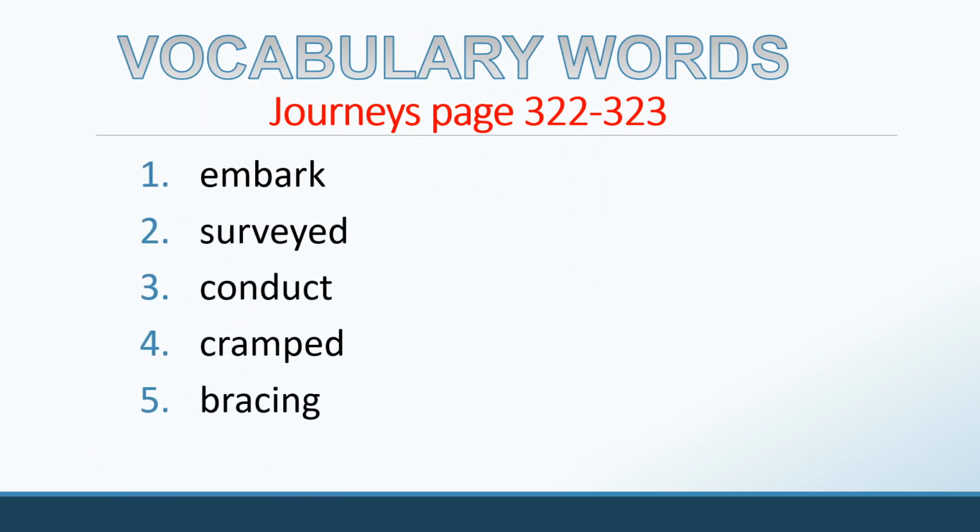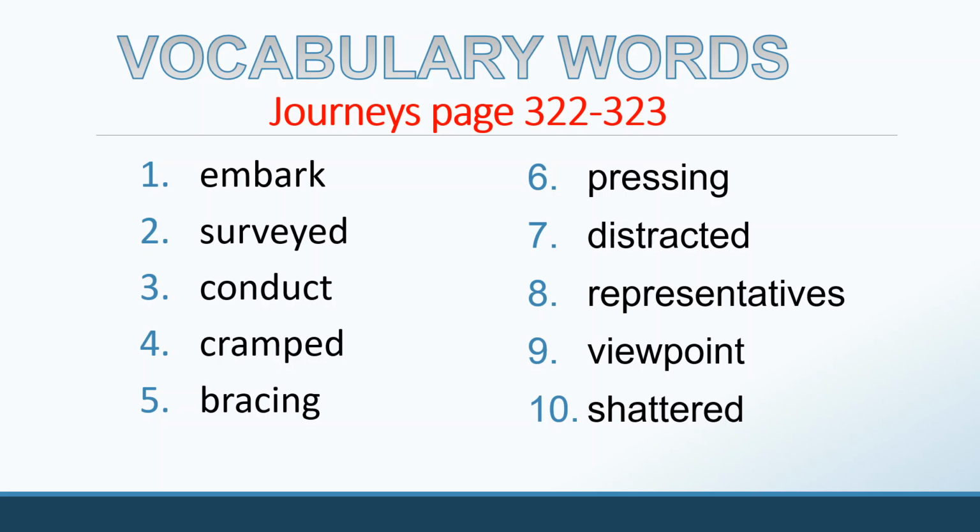And now let's go to the vocabulary words. These are in Journeys, page 322 to 323. Let's start reading. Please read after me. Number 1, embark. 2, surveyed. 3, conduct. 4, cramped. 5, bracing. 6, pressing. 7, distracted. 8, representatives. 9, viewpoint. 10, shattered. So here are your 10 vocabulary words.